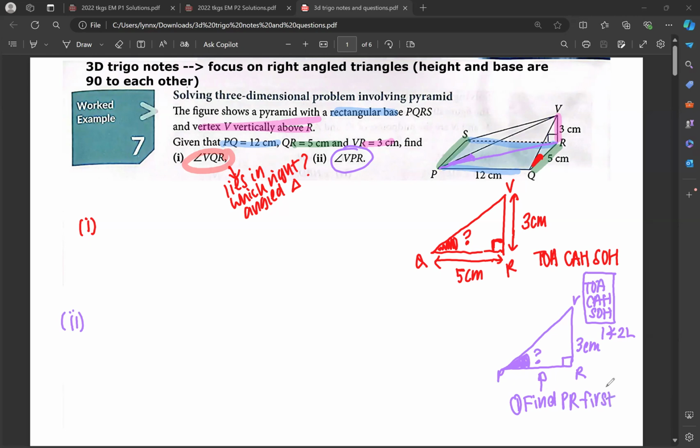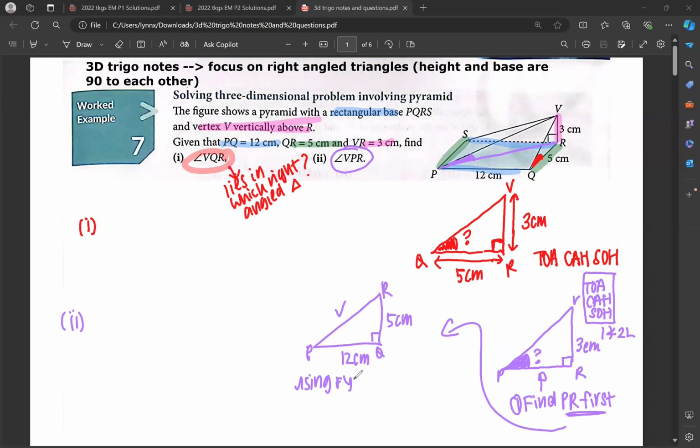Now, how do we go about finding PR first? So you now need to look. PR lies in which right angle triangle? Very good. Who said that? Okay, very good. So now, in order to find PR, we need to go and focus on P, Q, R. And where is the 90 degrees? Here, because it's a right angle here, right? The rectangle. So I know this is a right angle. Here is 5 cm, and here is 12 cm. So I can find PR. How? Using what concept? Right angle also. Very good. Using Pythagoras theorem.